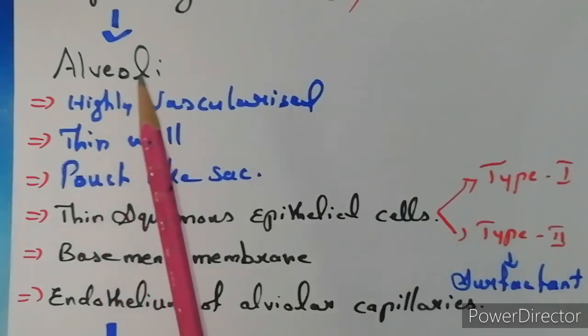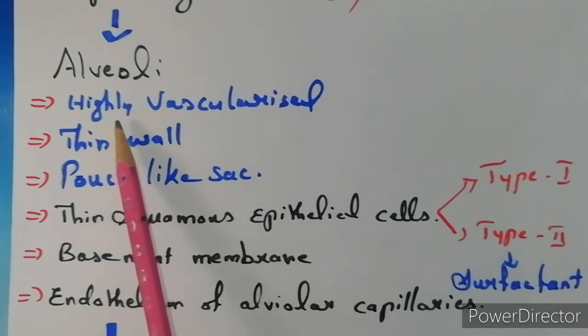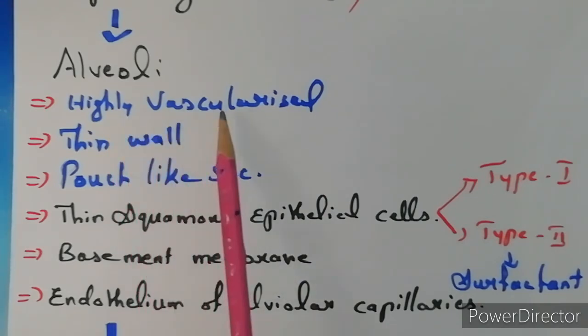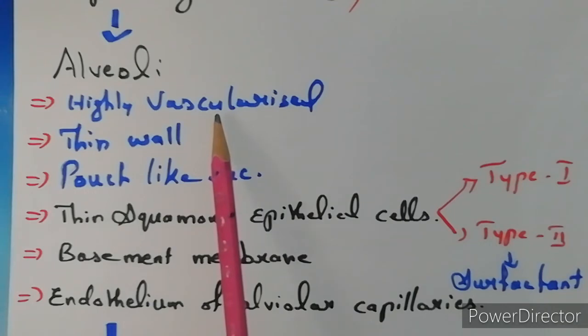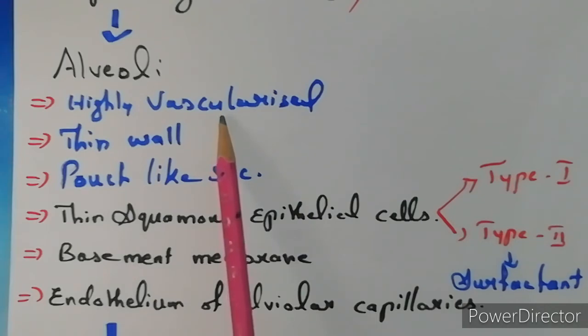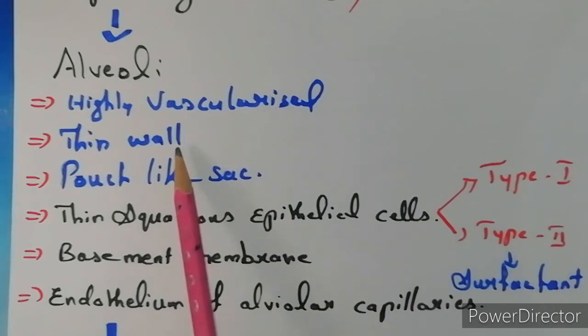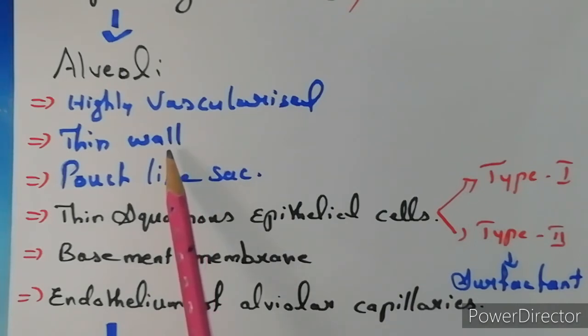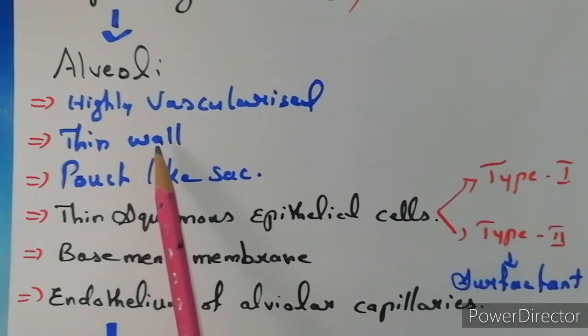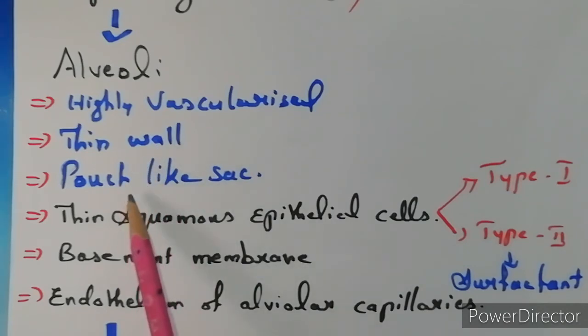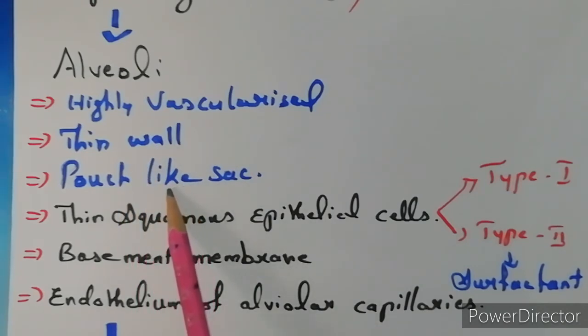So listen. The nature of the alveoli is that it is highly vascularized. Highly vascularized in the sense that the alveoli is the main site where the exchange of oxygen and carbon dioxide goes on, so it must be covered with blood vessels. That's why it is a highly vascularized area, right? And it is thin walled. Since the exchange goes on by diffusion, it must be thin and moist, right? So the alveoli are very thin walled, a small pouch-like, sac-like structure.